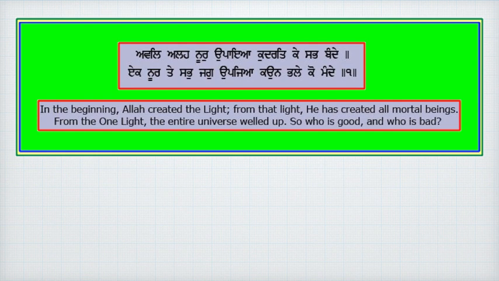In the beginning Allah created the light. From that light He has created all mortal beings. From the one light the entire universe welled up. So who is good and who is bad?